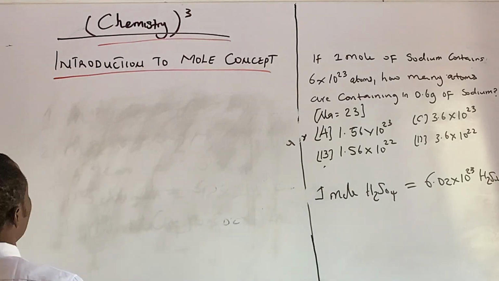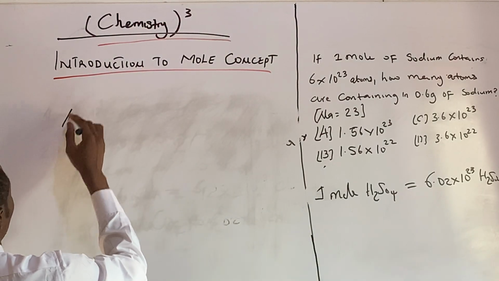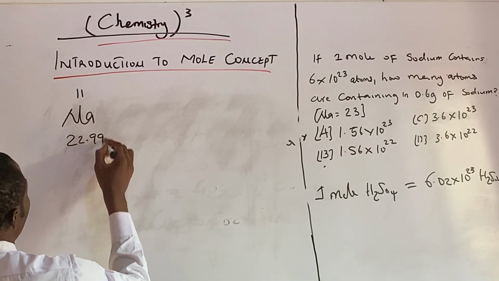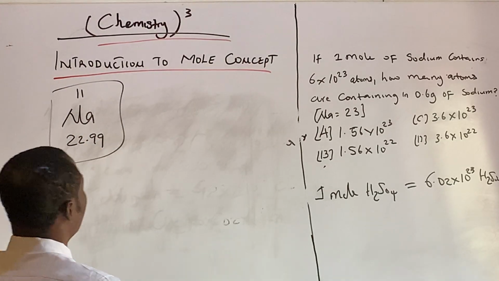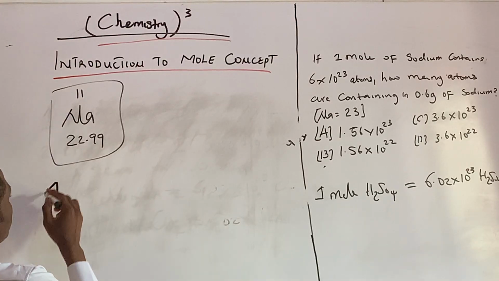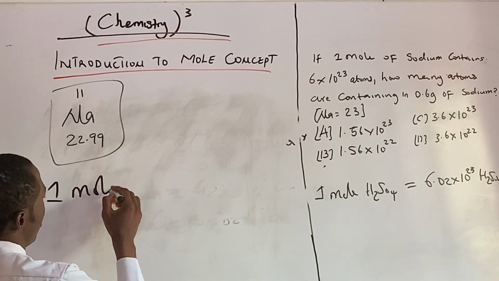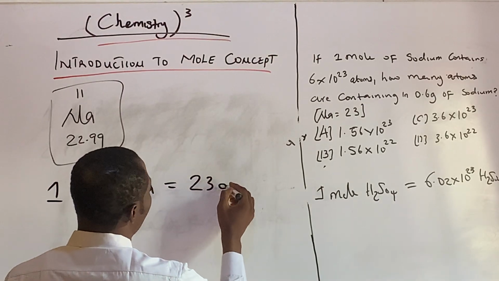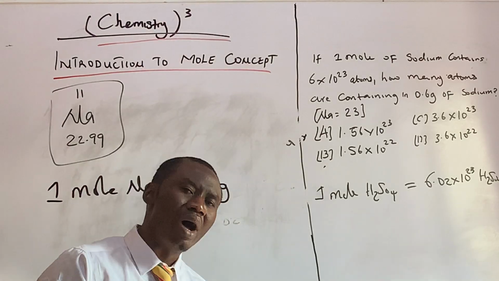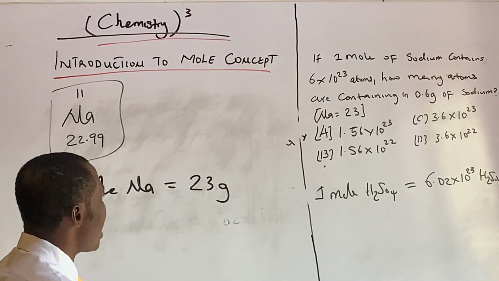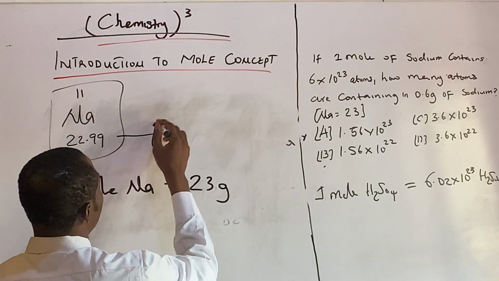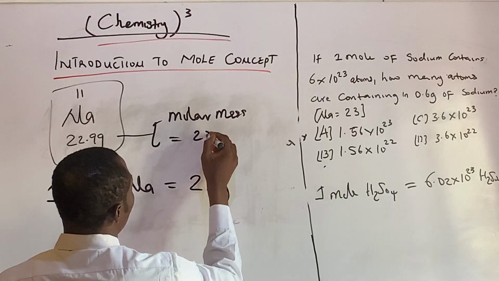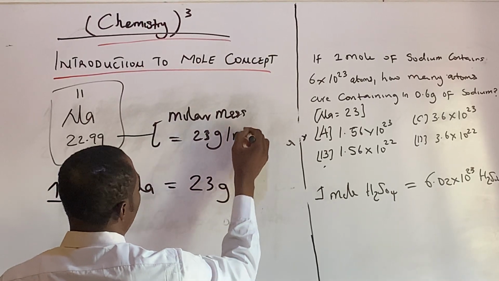If you go to the periodic table, let's take sodium for instance. Sodium has atomic number 11 and molar mass of 22.99. Now you need to understand that 1 mole of sodium is equivalent to 23 grams of sodium. That's why we say that the molar mass of sodium is equal to 23 grams per mole.